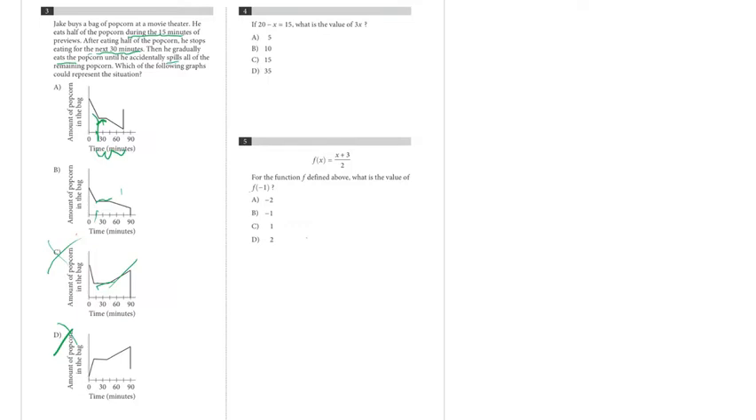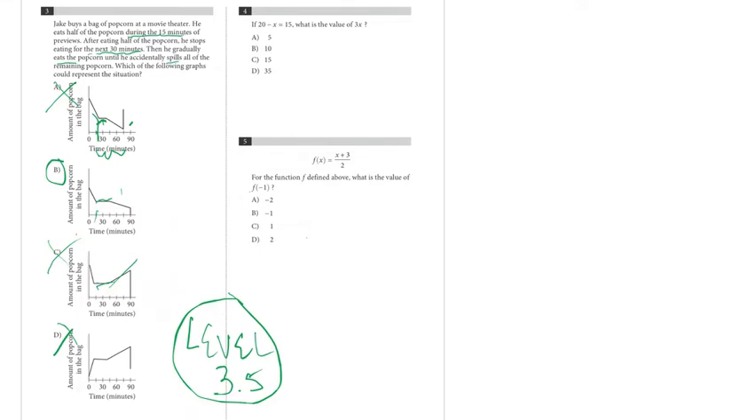At the end, Jake spills the rest of his popcorn. Answer choice A cannot be correct because if he spills his popcorn, the amount of popcorn in the bag would go immediately a straight vertical line down to 0, which would be answer choice B. A is incorrect. B is the correct answer. Fun question. Level of difficulty, we'll say that is a level 3.5. You had to go through that whole story to understand the graph.